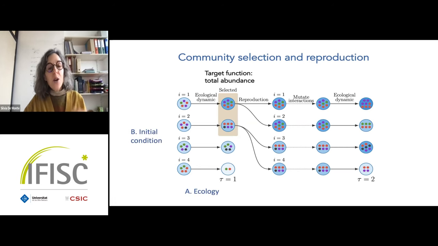Then I will tell you how we choose the initial condition for our evolutionary process. And finally, I will tell you how we decide to introduce mutations in the interaction matrix of the ecosystem.